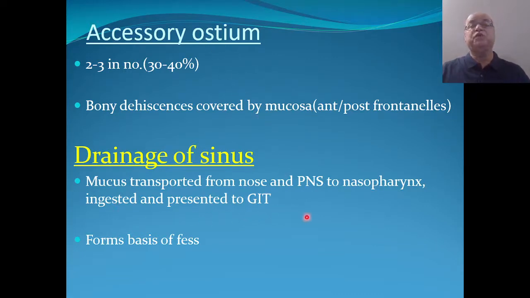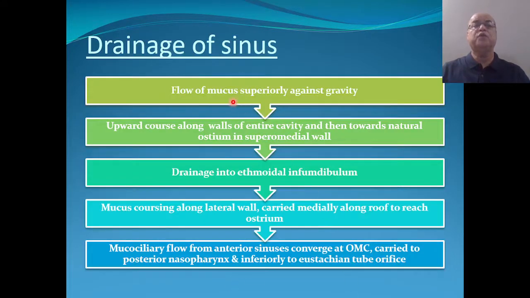Mucus is transported from the nose and paranasal sinuses towards the nasopharynx, where it is ingested and passed to the gastrointestinal tract, and this forms the basis of functional endoscopic sinus surgery. So the flow of mucus superiorly is against gravity in the case of the maxillary sinus. This upward course is along the walls of the entire cavity and then towards the natural ostium in the supromedial wall.